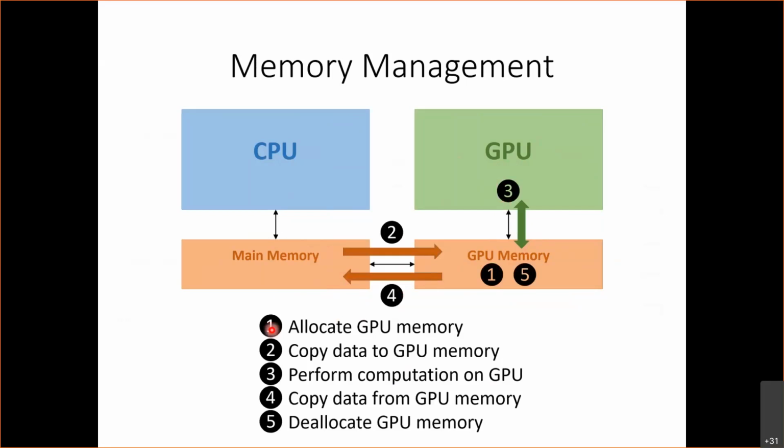These are five different things that we need to do, and today we're going to look at how to do these five different things for the vector addition example that we are looking at. Let's start with allocating memory.